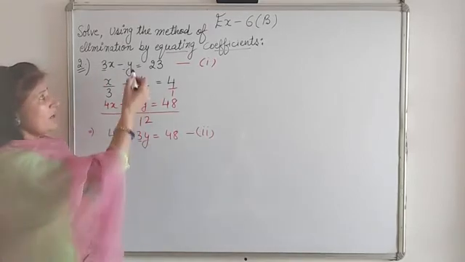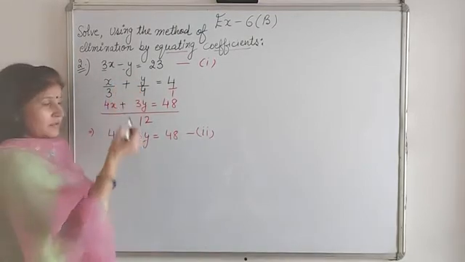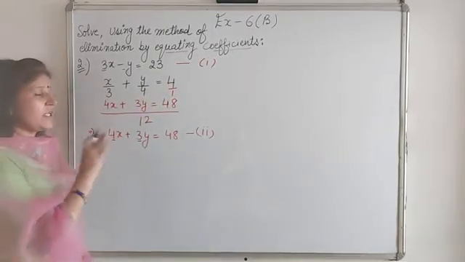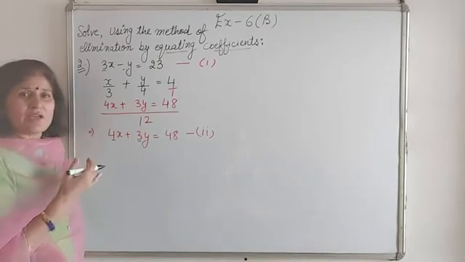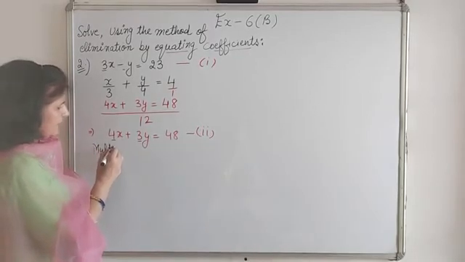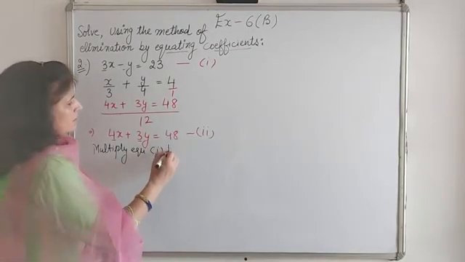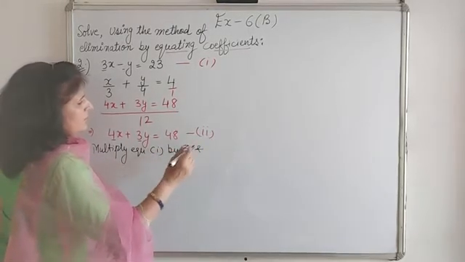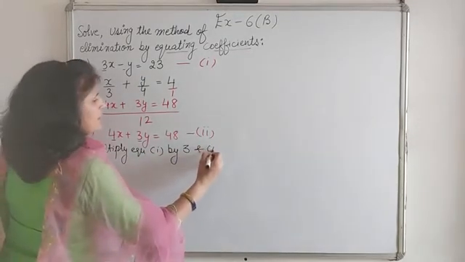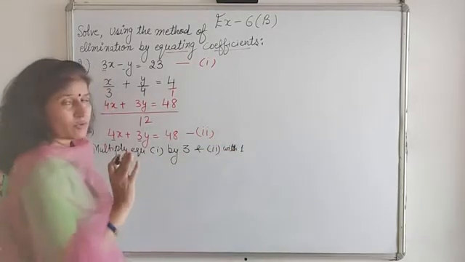Or if you want to equate coefficient of y, then here it is 3, here it is 1. Their LCM will be 3. So if we multiply first equation by 3 and second equation by 1, then coefficient of y will be same. So we write here, multiply equation first by 3 or with 3, it is your wish, you can write by 3 or with 3, and second with 1 or by 1, it's your wish.